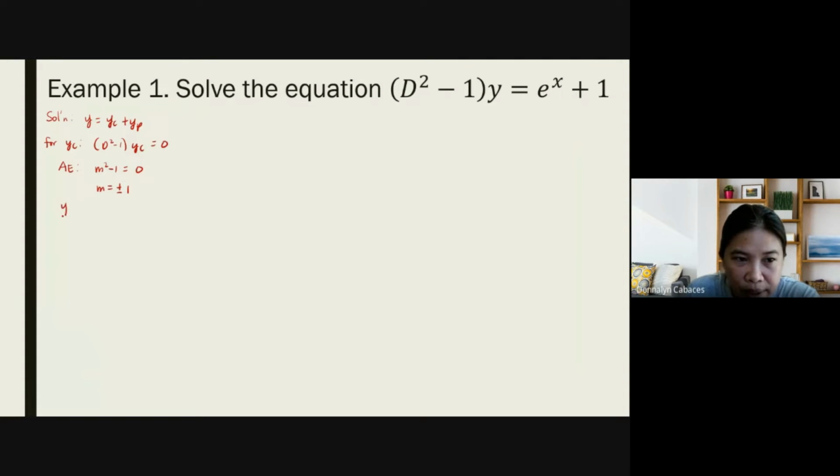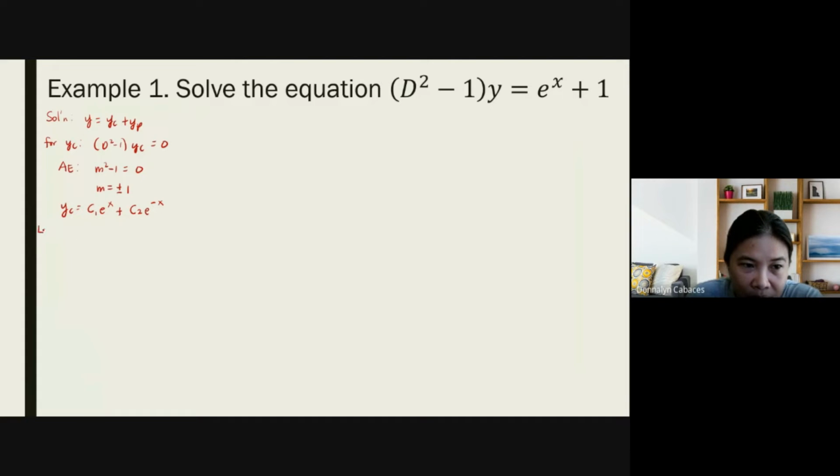So therefore, our yc, based on these roots of the equation which are real and distinct, would be equal to c1 e to the x plus c2 e to the negative x. Okay? So what is then our yp? Our yp will be based on this value of our yc. We will just be changing the arbitrary constants c1 and c2 to a and b.